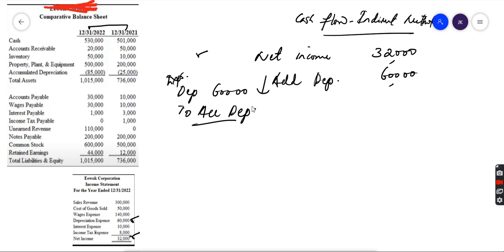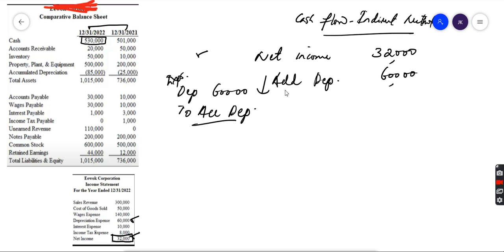So I don't see any other non-cash expense or non-cash income in the income statement, so that's fair enough. So now we're going to do the reconciliation between the balance sheet comparative figures. So this is where we have to reach. This is the figure that we have to reach. Okay, and this is where we are now, 32. So how do we reach from 32 to 530? That's a question, right? That's a question.